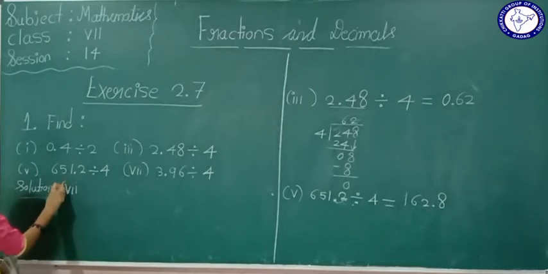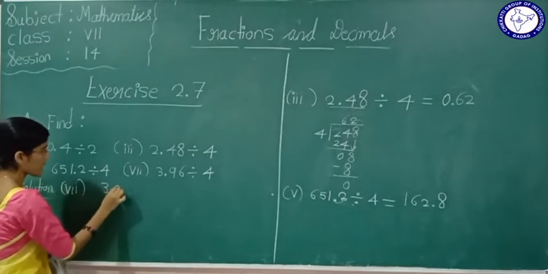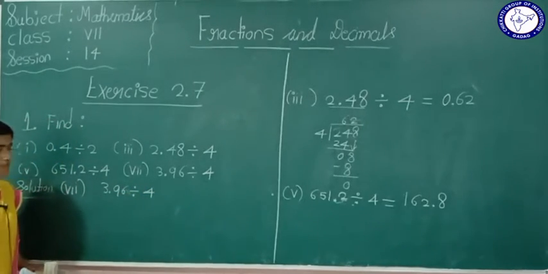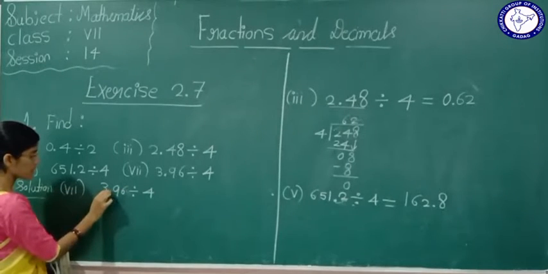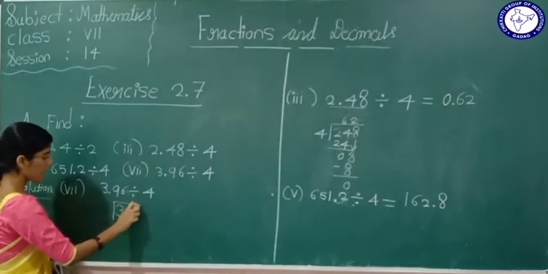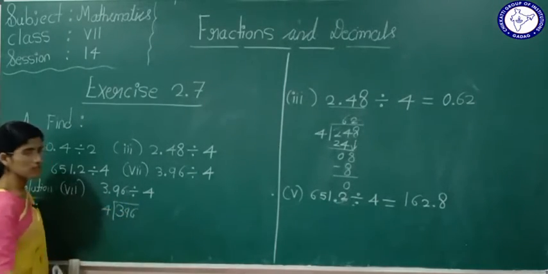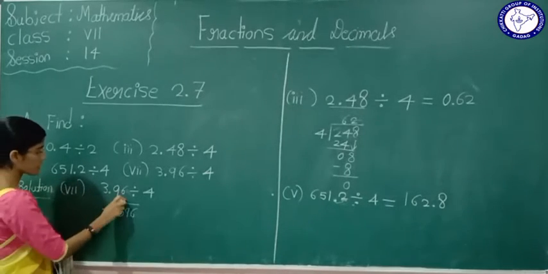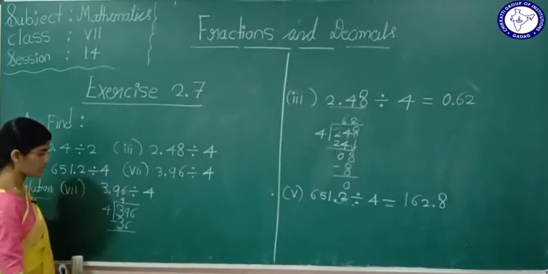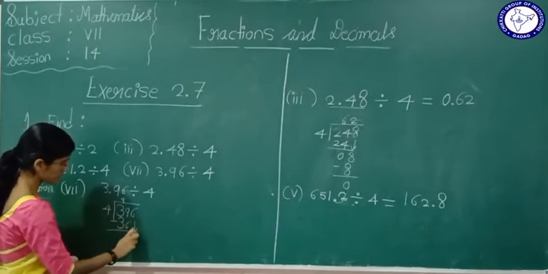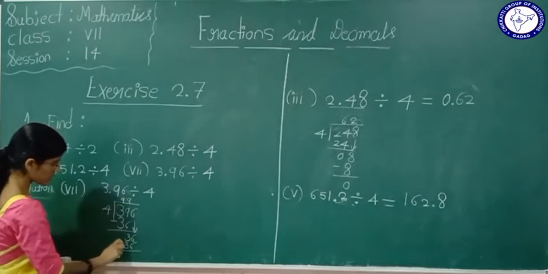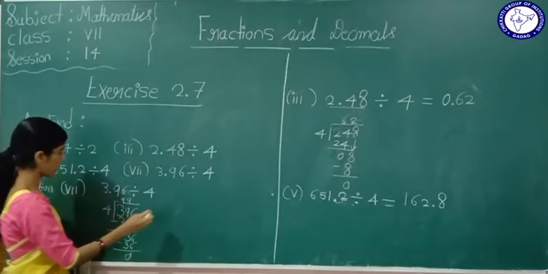See, the seventh one, 3.96 divided by 4. Okay, now first remove this decimal point, it will be 396. You do the division as usual. Okay, 4 9s are 36. 9 minus 6 is 3. Here 6 will come. 4 9s are 36. 36 minus 36 is 0. It is 99.